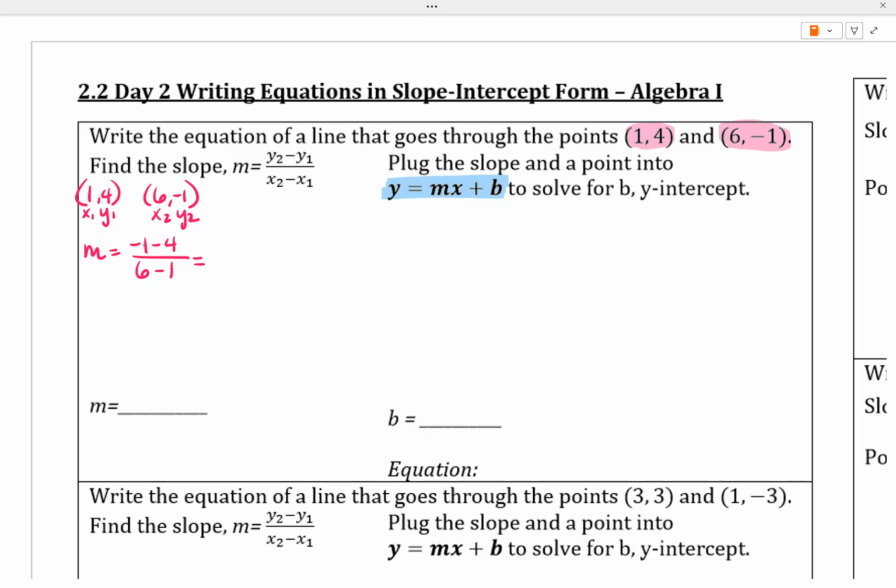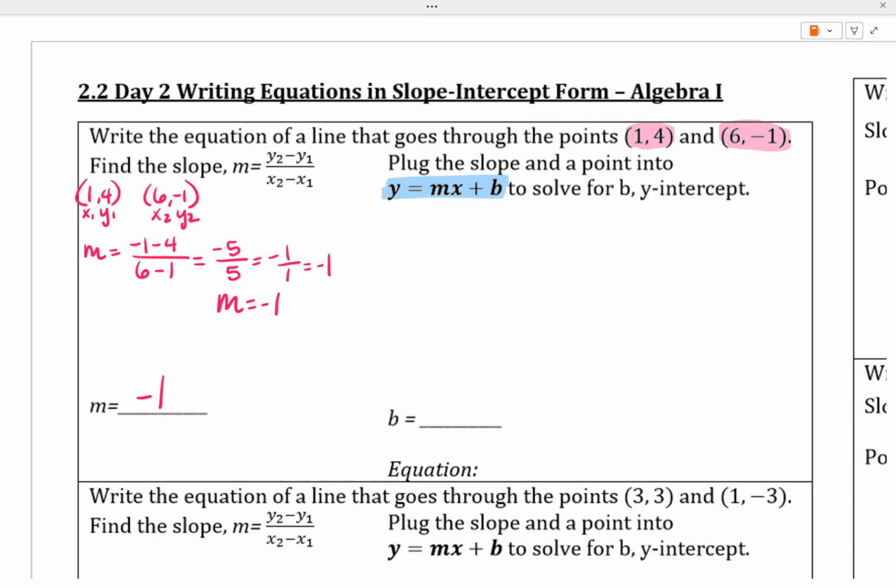So we have -1 minus 4 over 6 minus 1. -1 minus 4 gives me a -5 over 6 minus 1 is 5. So -5 over 5 turns into -1 over 1, which is just -1. So m, our slope, is -1.